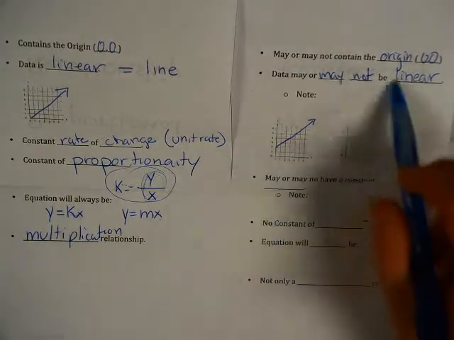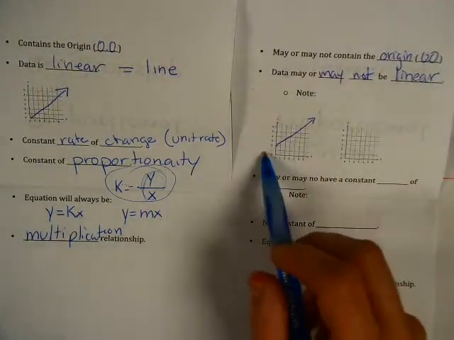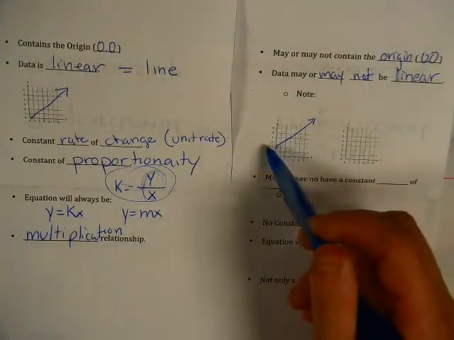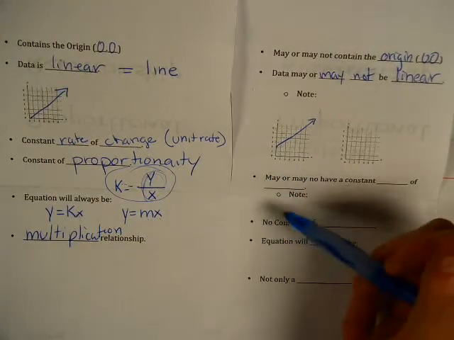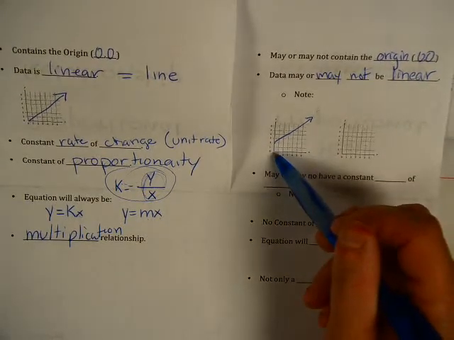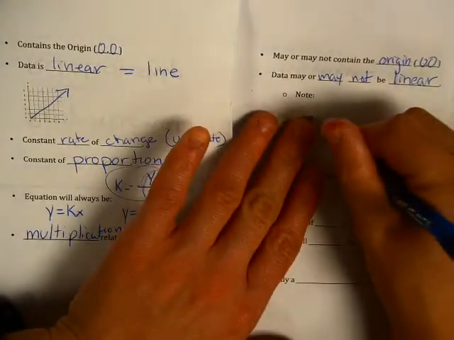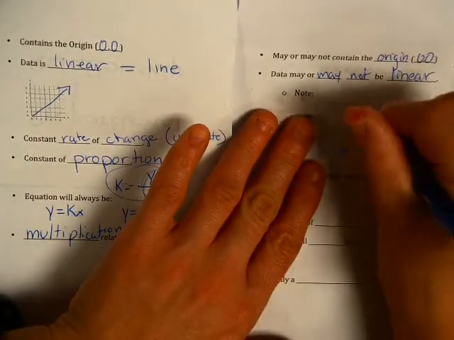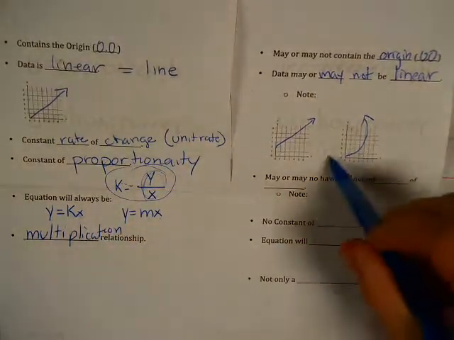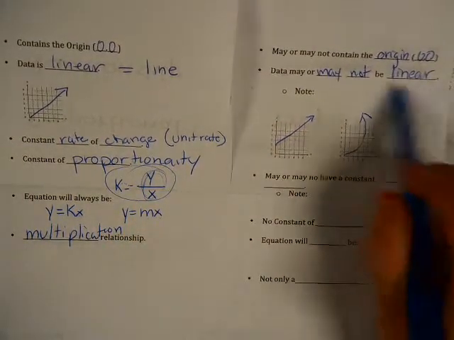So, not proportional. It is linear, but it's not proportional because it doesn't start at origin. It doesn't start at 0, 0. Or, this one I'm going to draw, it's actually going to start at origin, but I'm going to curve it. See how it curved? That means it's not linear.